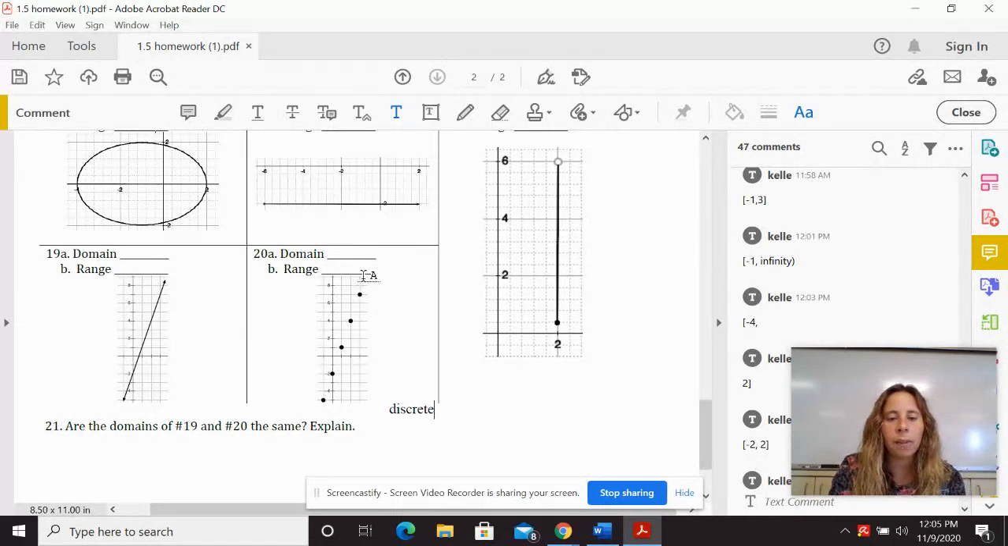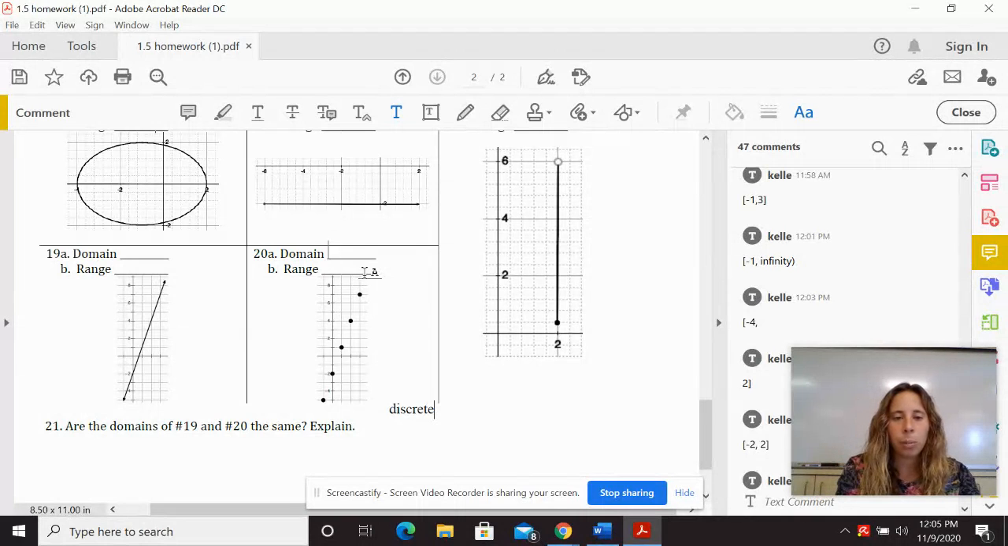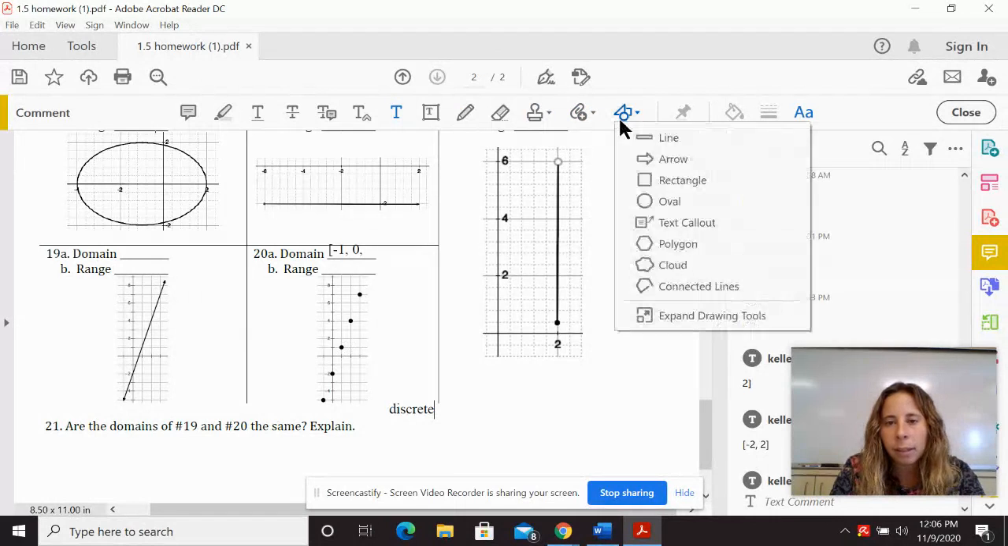When you write the domain of a discrete graph, you just list the points. So I'm going to use a bracket. I'm just going to list my points from low to high. So remember, domain is x values. So what's my farthest left point? My farthest left point is -1. So my domain is x equals -1. And then x equals 0. Then x equals 1. Oh, here, look, I'll grab another line.